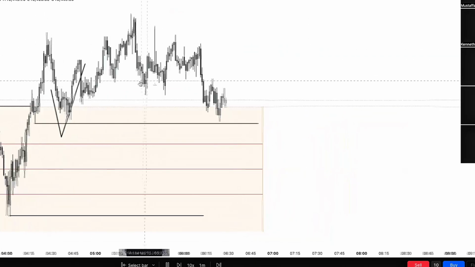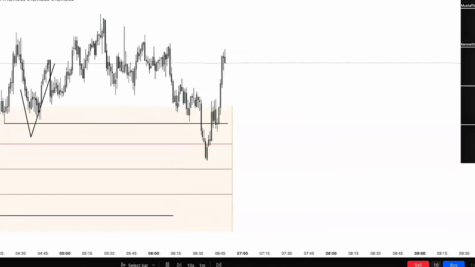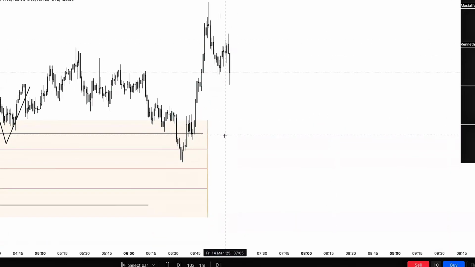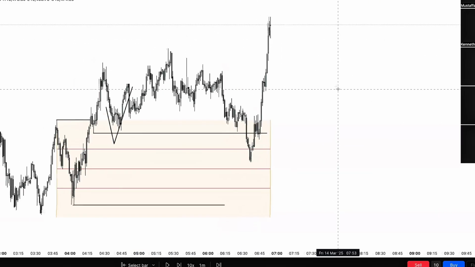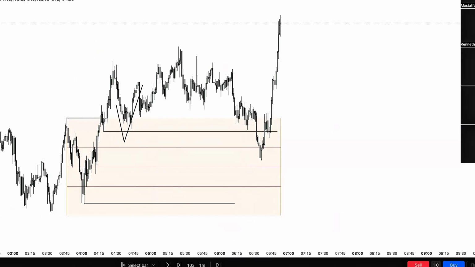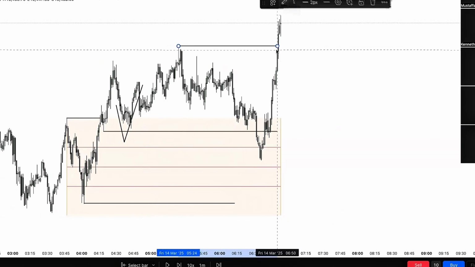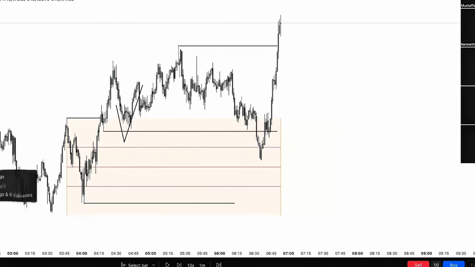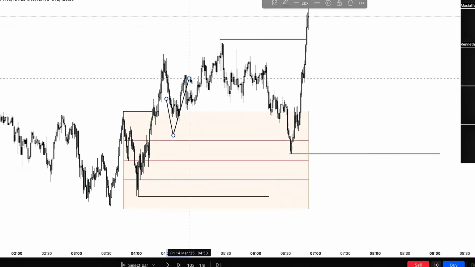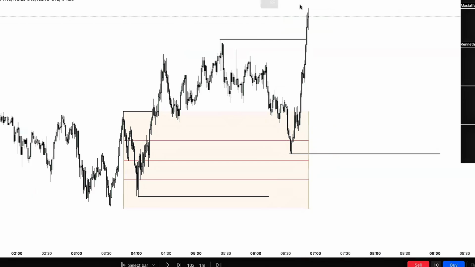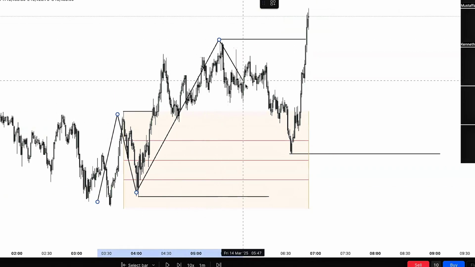Next time, we don't get caught out within this range. We sweep that to the T. Boom, look at that. Do you think that's random? When you see it over and over again, you start to realize it isn't. It does this for a reason. And then we have a new break structure here. Protected low here.